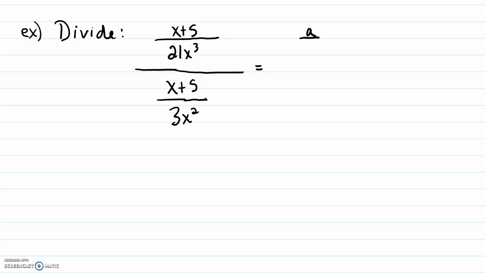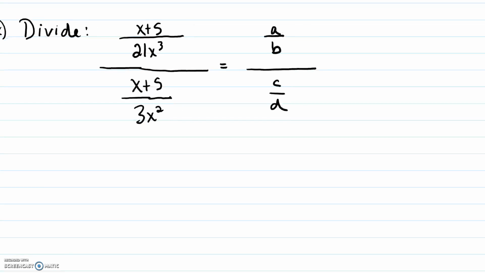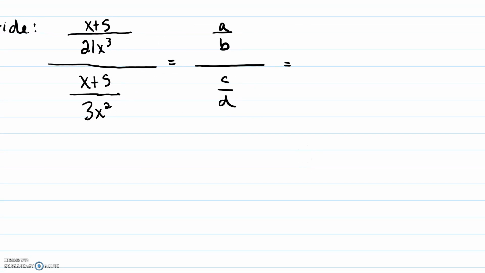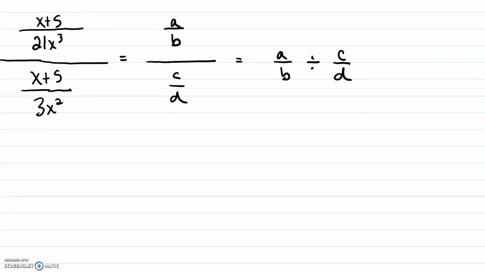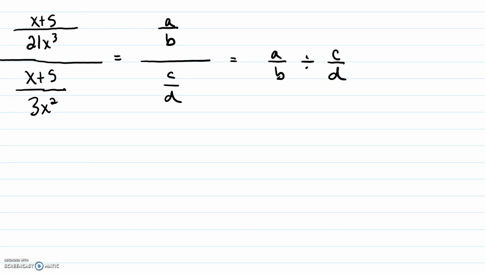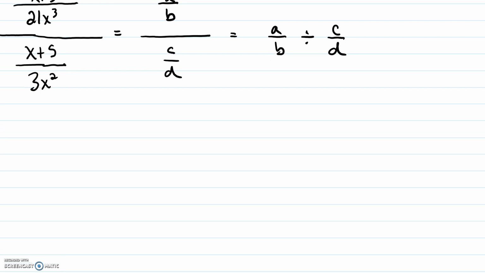The first one is if you are dividing a over b divided by c over d, you can just go ahead and rewrite that. Keep your numerator a over b, and then just rewrite it as this. Okay, that might make these a little bit easier for you. And then the second thing, you've got to know how to divide fractions.